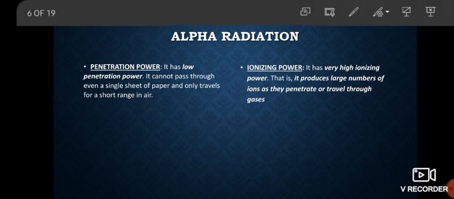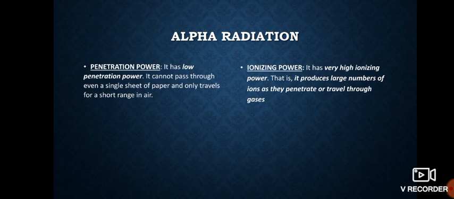Ionizing power of alpha radiation. Alpha radiations are positively charged. We've already seen that they have a charge of 2 plus. Ionizing power of a radiation is the ability of the radiation to produce ions in gases. Because alpha radiation is positively charged and heavy, it has very high ionizing power. This means that it can produce large numbers of ions as it travels through gases.